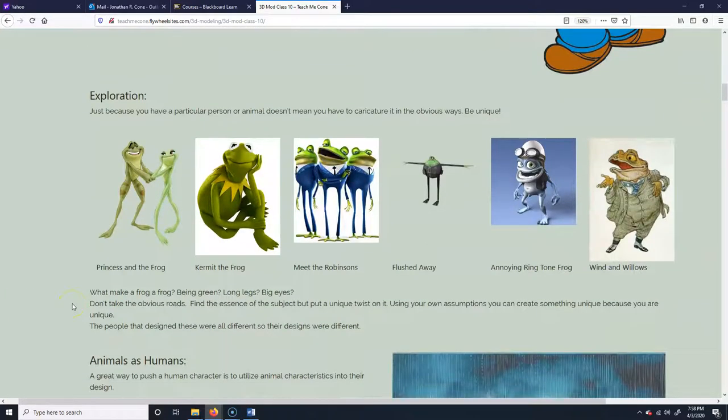Exploration. Probably the biggest thing I would suggest more than anything else is to do exploration. What I mean by that is your first design is probably not your best design. Your best design is more than likely going to be your 100th design. You should just keep drawing something over and over and over again until something comes out of it. Obviously, don't draw the exact same thing. You try to change it a little bit every time you draw it.